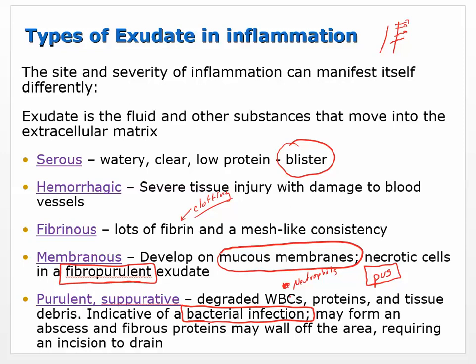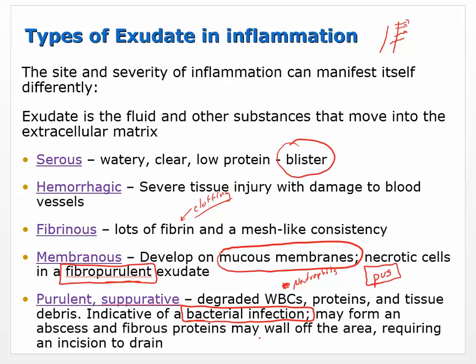Neutrophils are coming in at high volume, and they're trying to clear something, and that indicates that there's probably a bacterial infection. So it may form an abscess, or fibrous proteins may wall off the area, requiring an incision to drain. Okay, so you can form an abscess, and you may have to drain that abscess.